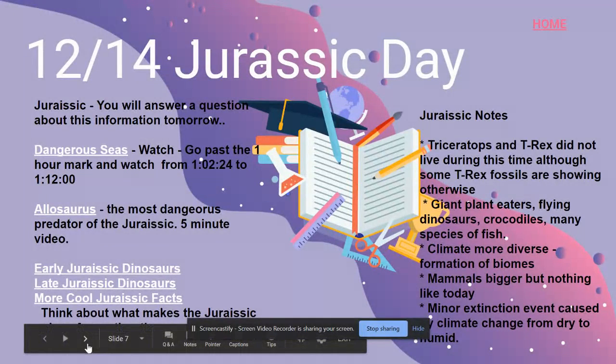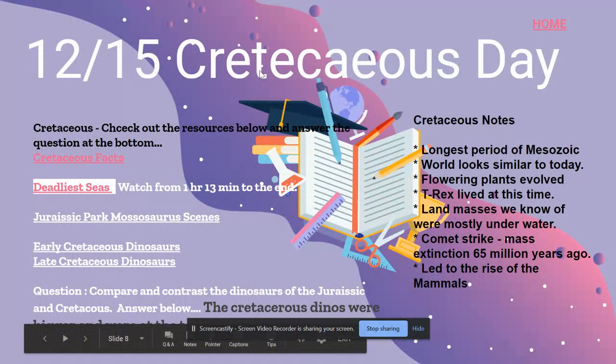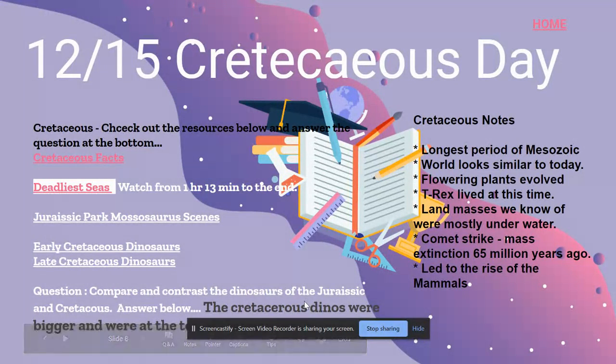We just wanted to go over this time period. On a Cretaceous day, we asked to compare and contrast these dinosaurs. This was T-Rex, Triceratops. A lot of the dinosaurs you heard of came from the Cretaceous, right before the mass extinction happened, which was caused by an asteroid strike.